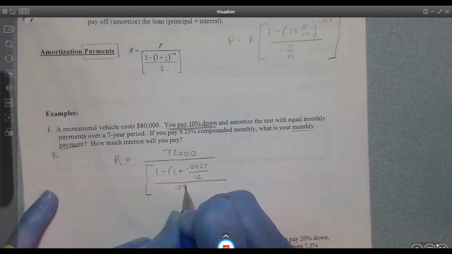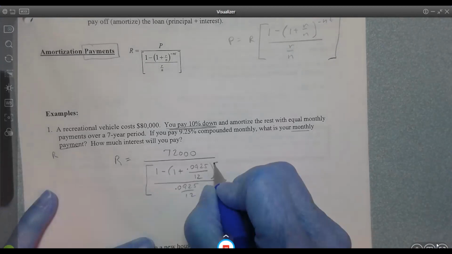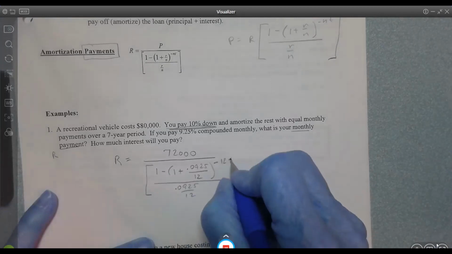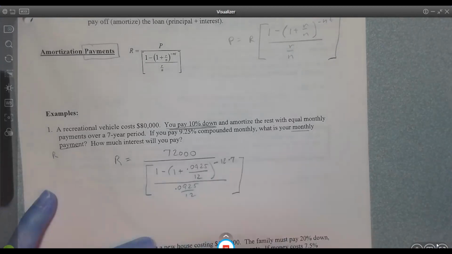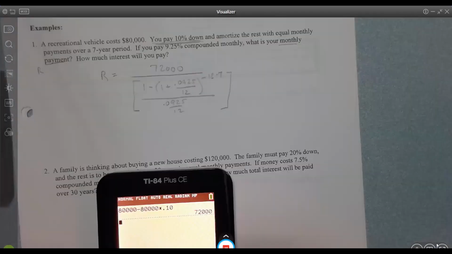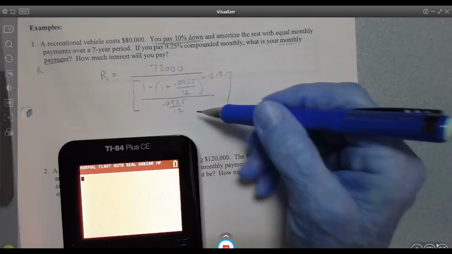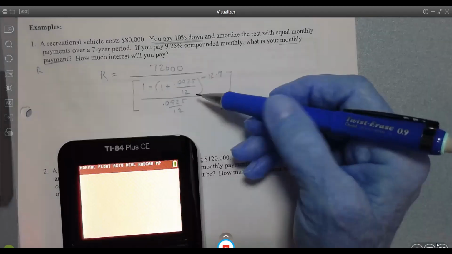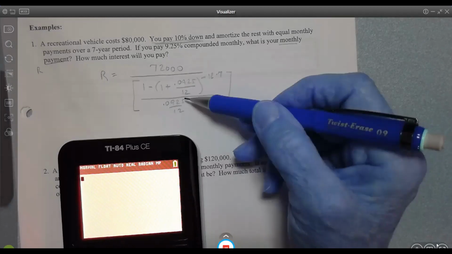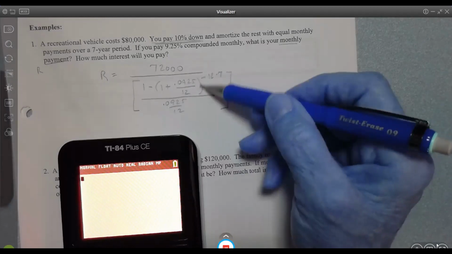Raised to the negative 12 times 7. If that's all right, let me know if it's not. Where I start is going to have to be down here in the denominator because I've got to get the denominator a single number. Again, I'm going to put R divided by N and store it.